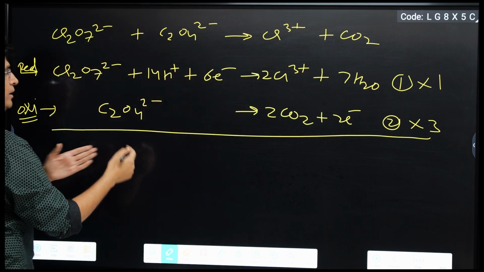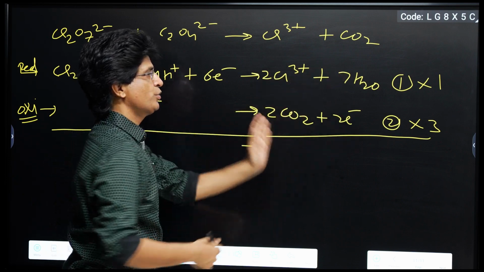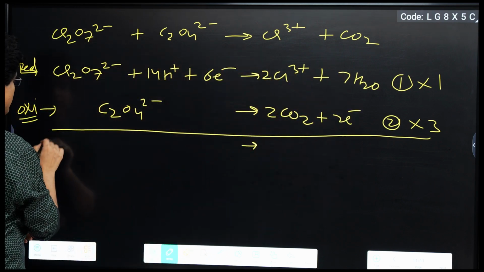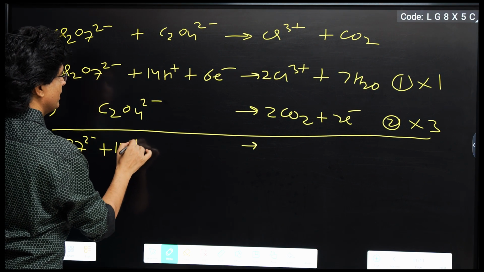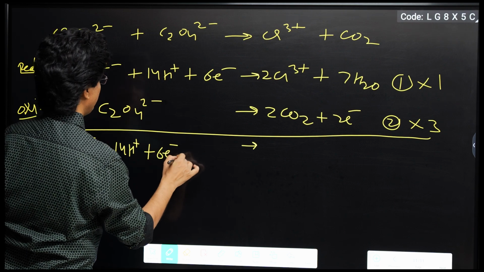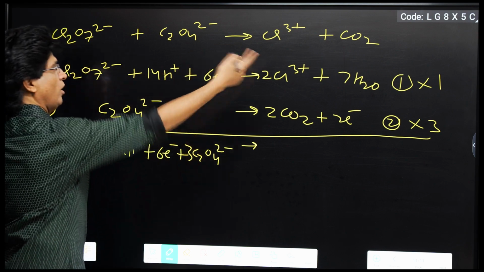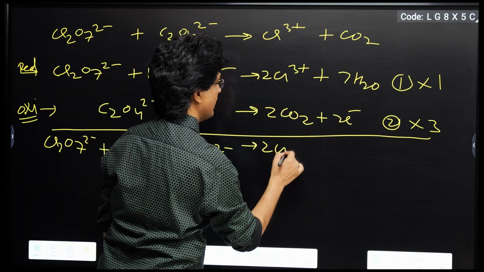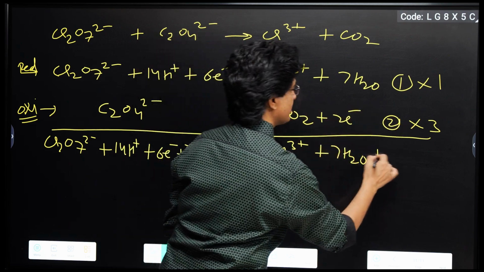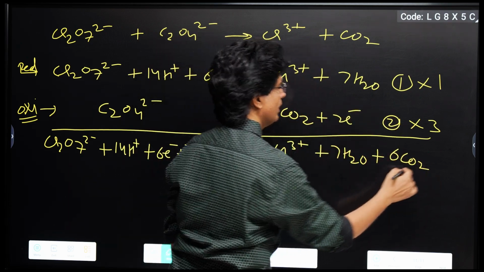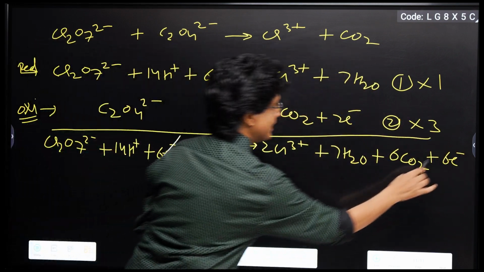Okay, so again, the left hand side of the arrow must contain reactants and the RHS should contain products. So, see that: Cr2O7 2-, plus 14H+ and 6 electrons, plus how many? 3. 3 C2O4 2-. On the right hand side, 2 Cr3+, 7 H2O, and this is 6 CO2 and 6 electrons. 3 into 2, 6 electrons. 6 electrons and 6 electrons cancel.